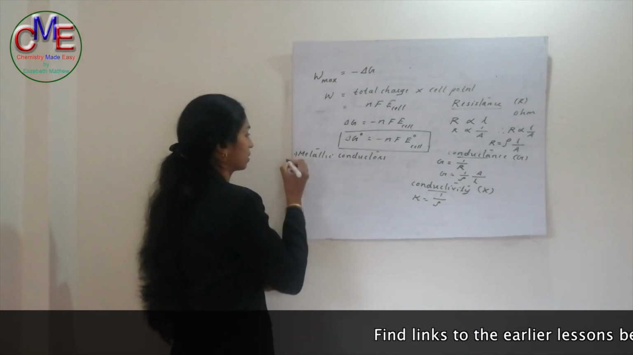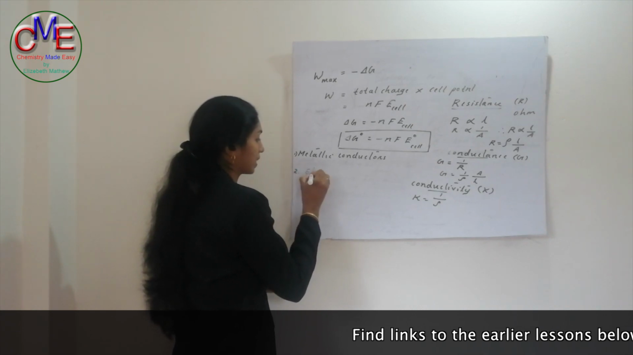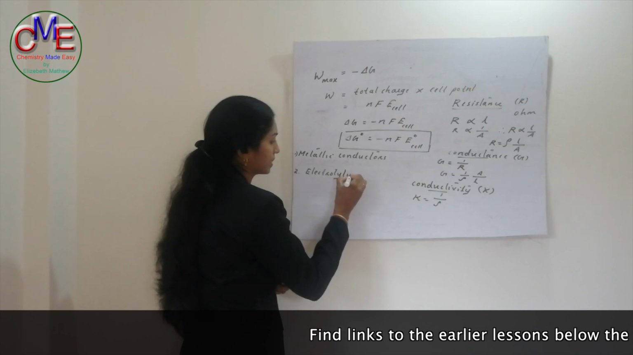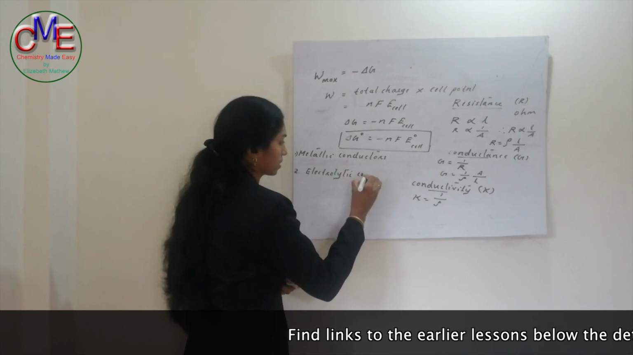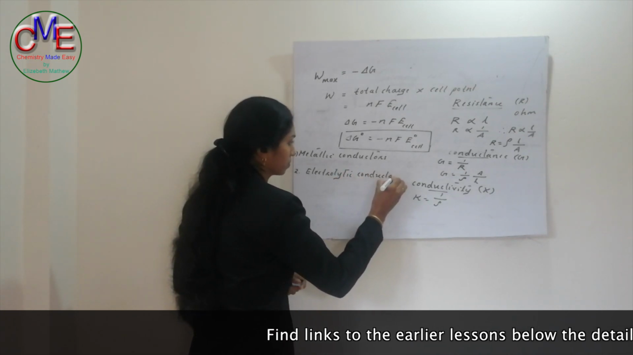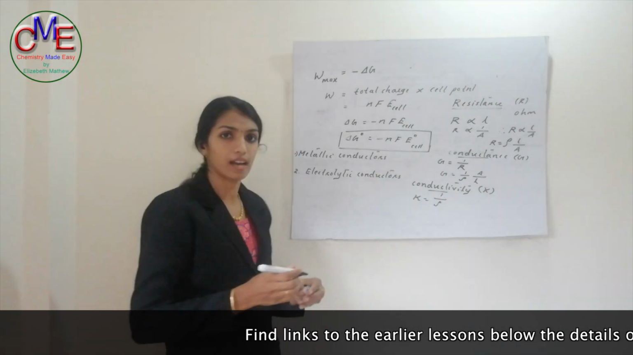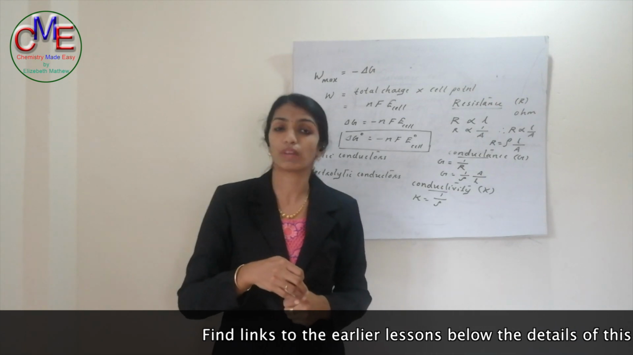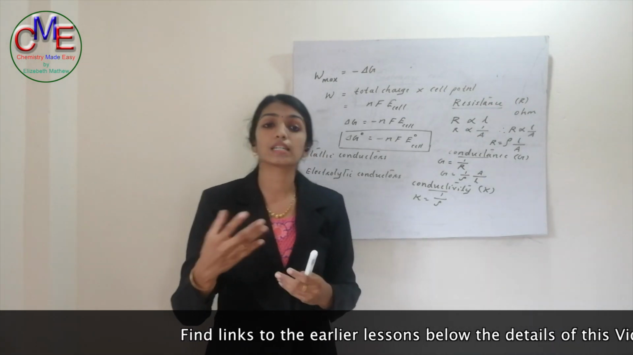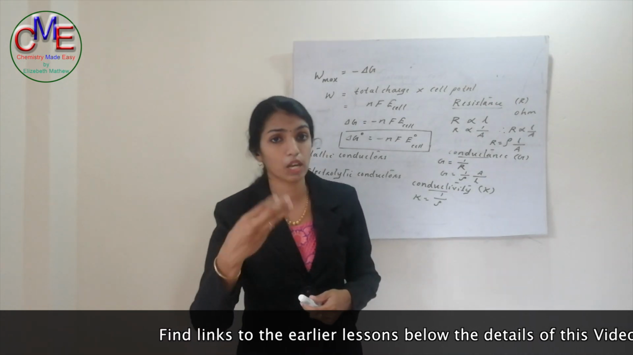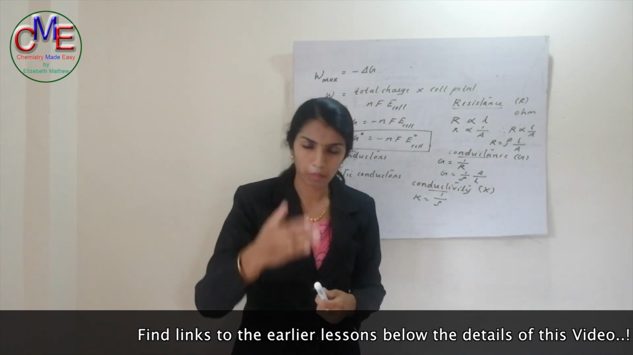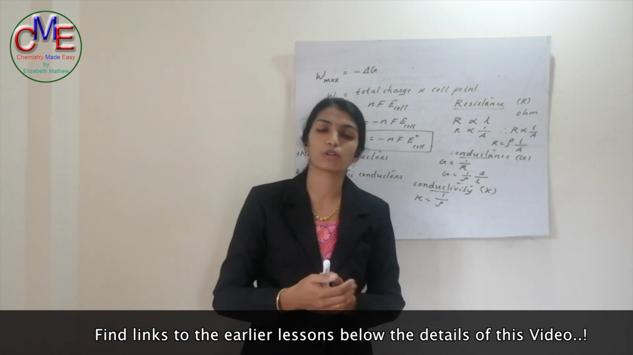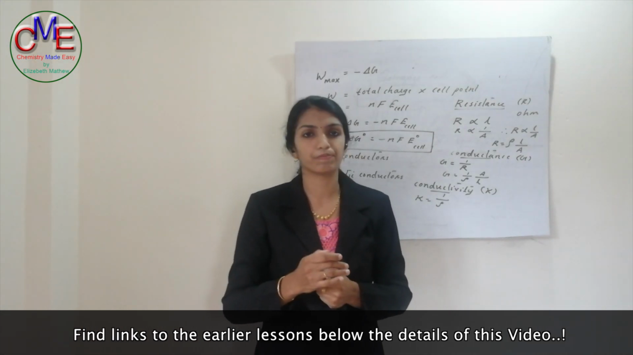Next one is electrolytic conductors. Conductors are metallic conductors and electrolytic conductors. We know that all metals are good conductors of electricity. Similarly, certain solutions, electrolytes, can easily pass current through them. That means certain solutions can conduct electricity. Similarly, almost all metals can conduct electricity.